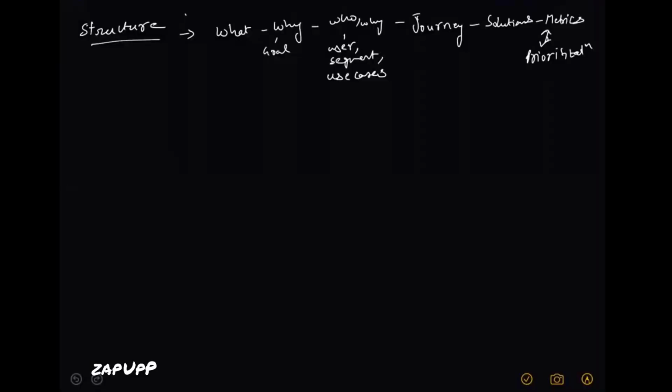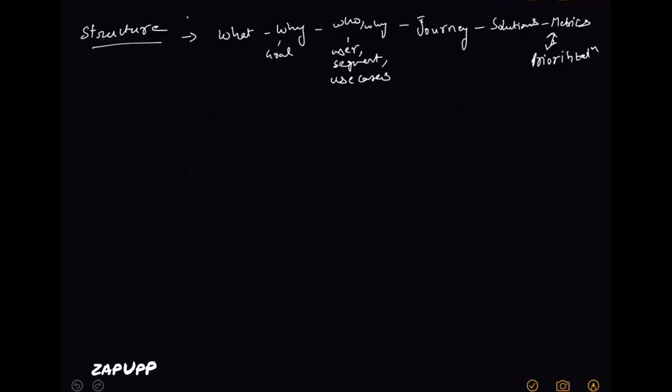Okay, so first of all, let's discuss the typical structure that we have to use. So first is what we have to understand. What is the feature or what is the product that we are talking about? What are the typical use cases that get solved from the product? Basically, everything that's related to the product. Second is why. So why is where we have to understand why would a company invest in creating that product or that feature? Okay. So this is where we have to identify what could be the business objectives or goal behind launching that product. Then third is basically to understand the who and why.